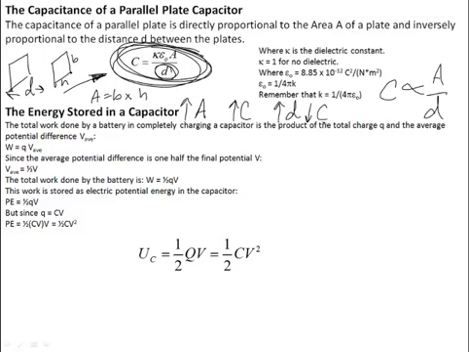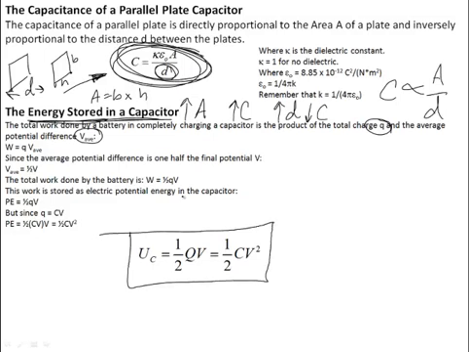Probably more important for your WebAssign is how we can calculate the energy stored in a capacitor. It says the total work done by a battery in completely charging a capacitor is a product of the total charge Q and the average potential difference. Basically, we end up proving that the potential energy stored in a capacitor can be calculated by using 1/2 QV, or 1/2 CV squared. That's on your equation sheets. These are a couple of equations that basically just need to be memorized.